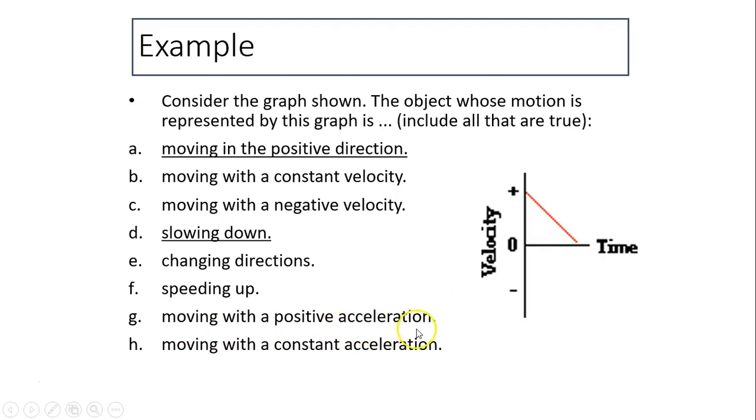Is it moving with positive acceleration? Is the slope positive? No. Is it moving with a constant acceleration? Is the slope constant? Yes. So it's A, D, and H.